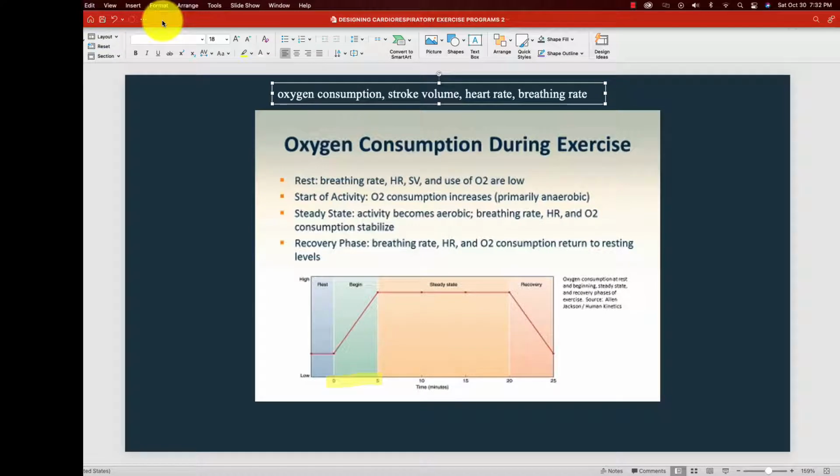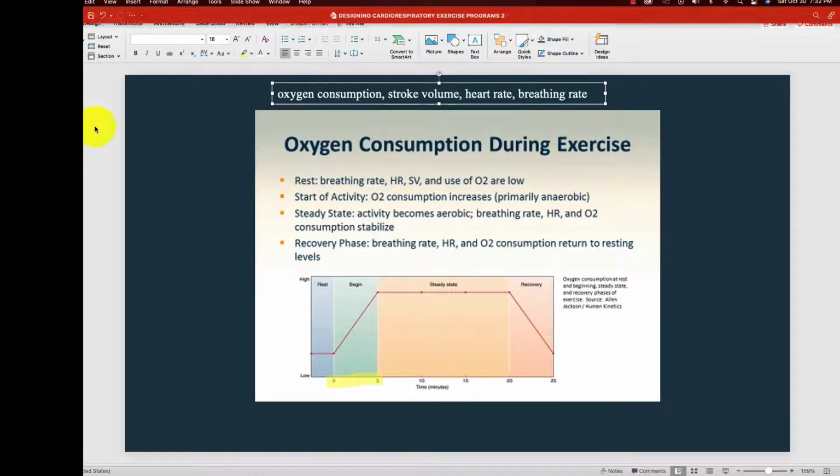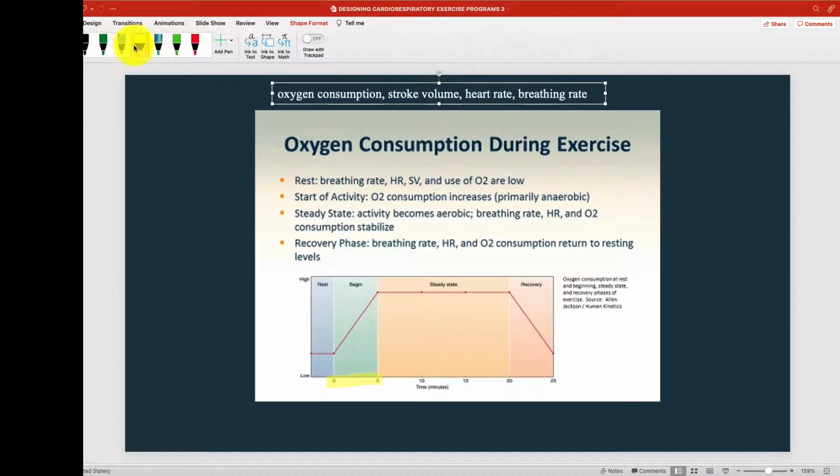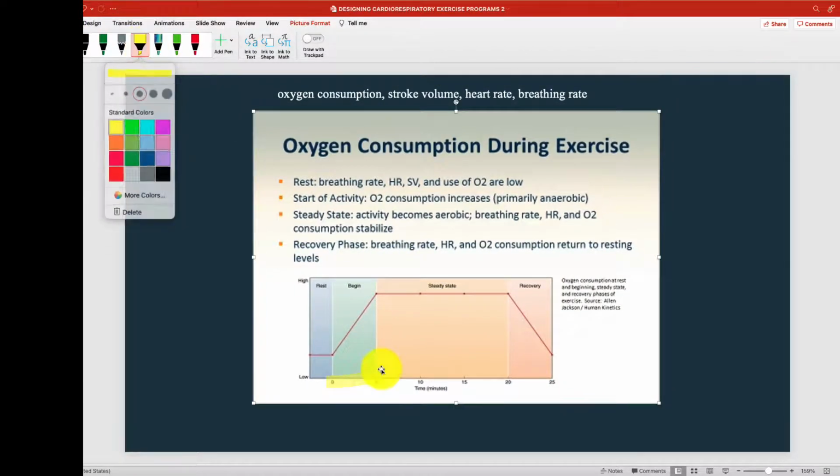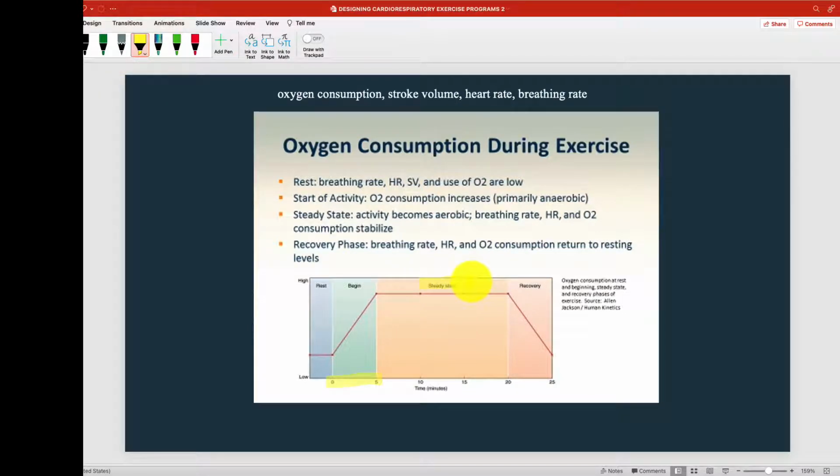Let me see. Where's my drawing at? What happened to draw? Why can't I find it? There it is. Okay. So this, oh my goodness, highlighter Thank you. This is steady state.